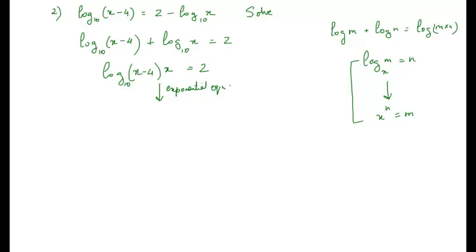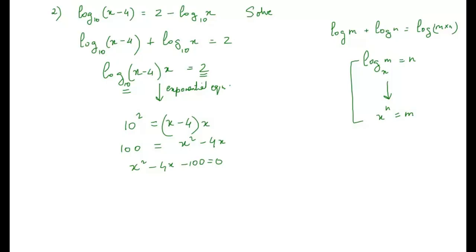Base of 10 from here to the power 2 from here is equal to x minus 4 into x. So this is going to end up as 100 is equal to x squared minus 4x. This is a quadratic. I'm going to neaten it up, and then I'm going to plug these values into my calculator. So the first values that I'm putting in are 1, minus 4, and minus 100.